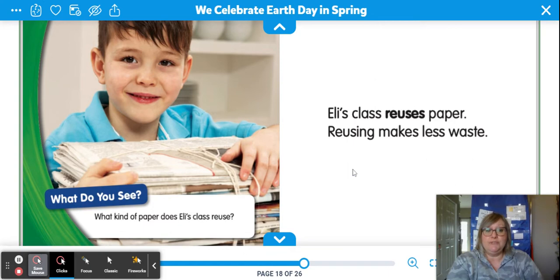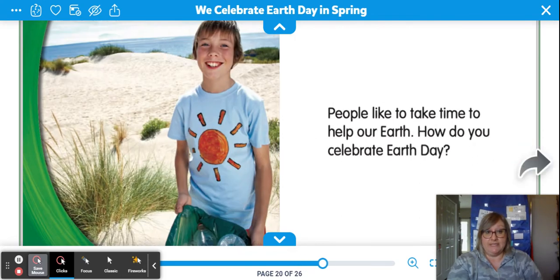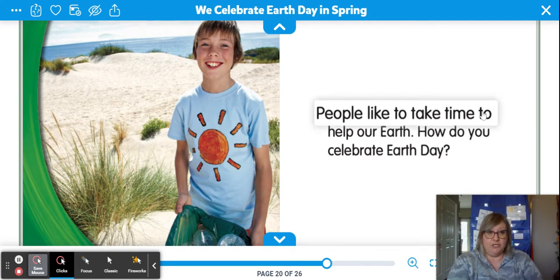Eli's class reuses paper. Reusing makes less waste. It says, what do you see? What kind of paper does Eli's class reuse? I see that I have in my schema, that's what newspapers look like. So they must do projects with reusing newspaper, which is always fun. People like to take time to help our earth. How do you celebrate Earth Day? What are some of the things that you might do?